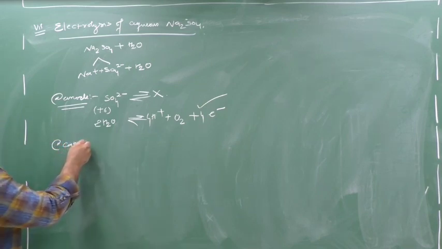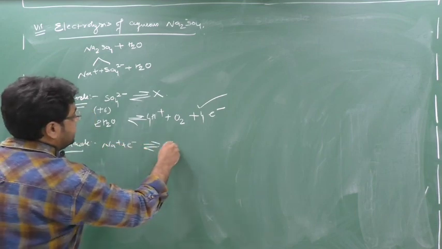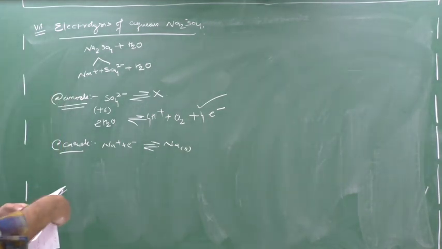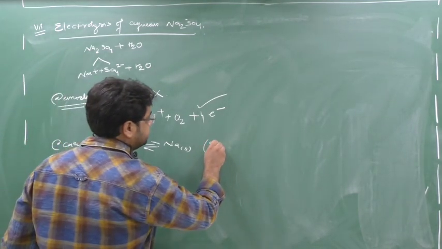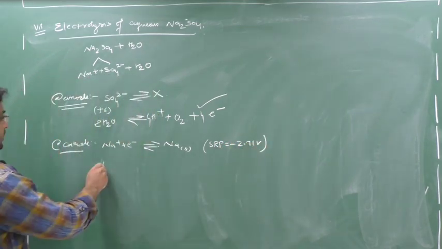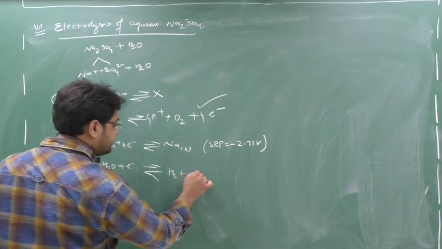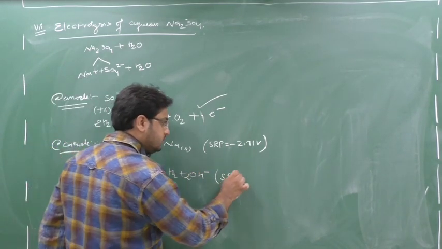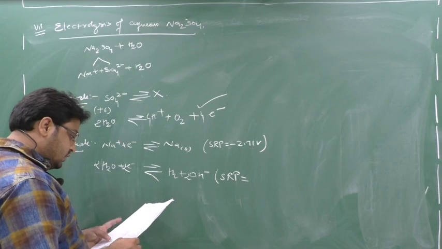So at cathode the race is between, first, Na+. Na+ plus electron gives Na solid, and the SRP value is -2.71 volt. And similarly water can also come at cathode. Water plus electron forms H2 plus OH-, here 2 and 2. Their SRP value, you can take as -0.83.